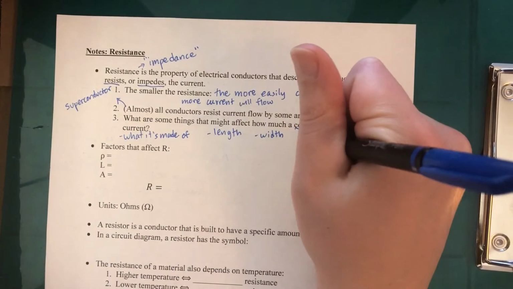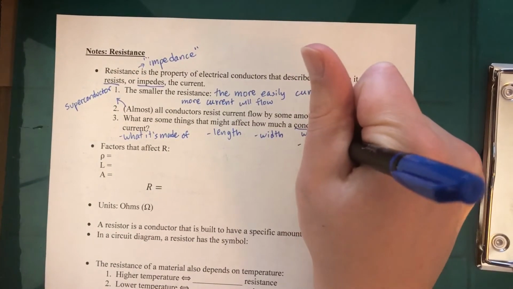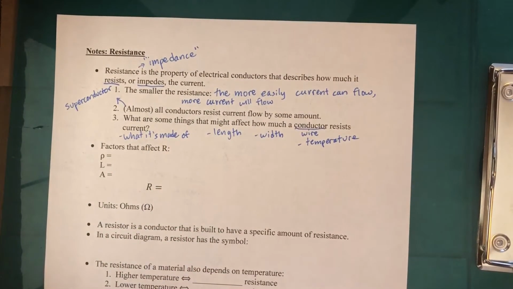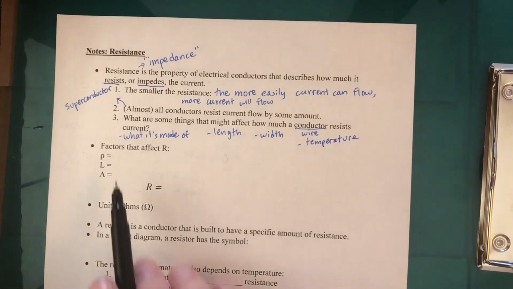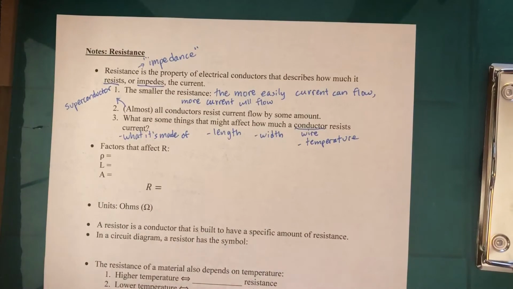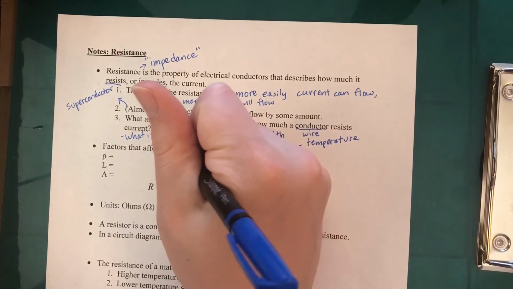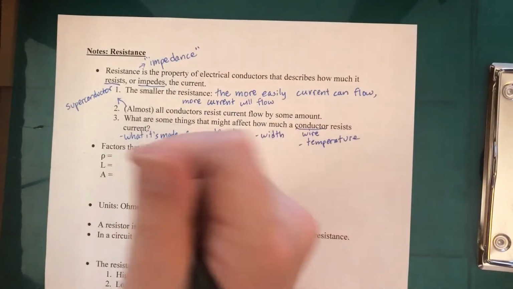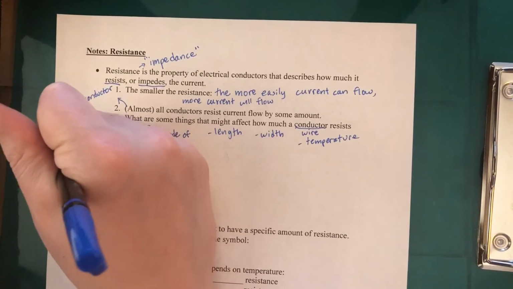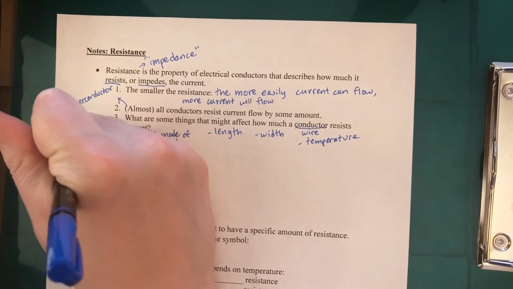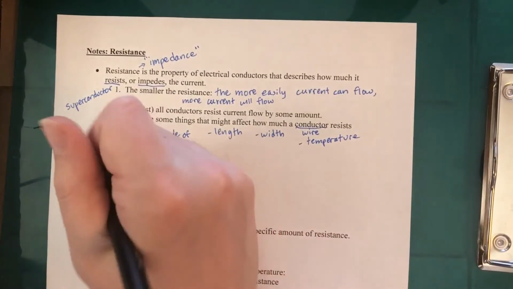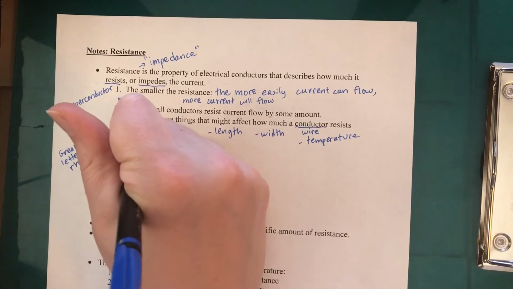Another one is temperature. But it turns out that only these first three things are going to be things that we specifically calculate using the formulas. So this what it's made of factor goes with this letter, this funny looking P thing, which is the Greek letter rho. And this is resistivity.